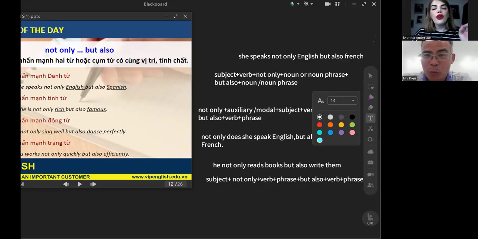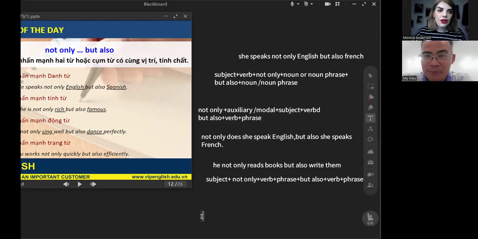"Not only, but also" is good for written English. For formal writing it is good. For IELTS and TOEFL it is perfect. But in conversation, when talking to people, we would prefer just "and." So for example, "She dances beautifully and sings perfectly," like this.